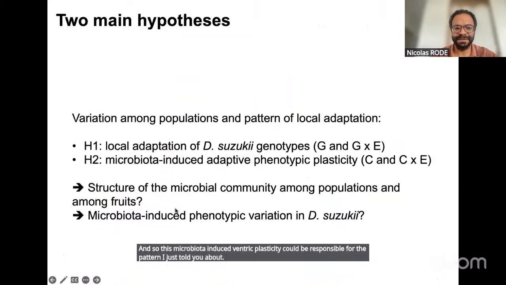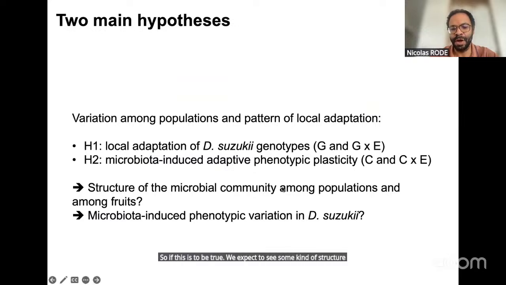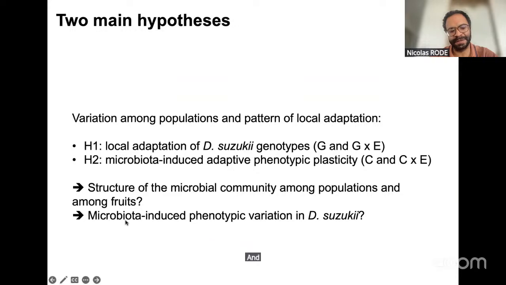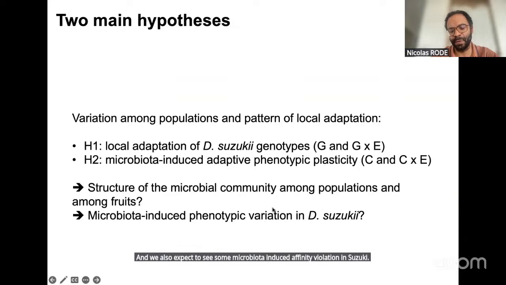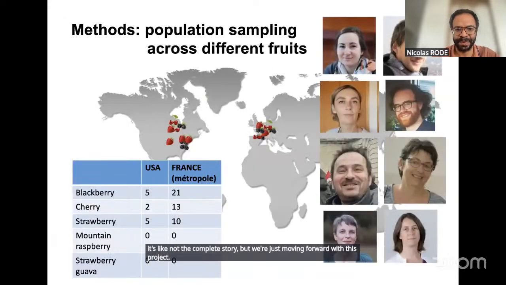So if this is to be true, we expect to see some kind of structure of the microbial community among populations of flies and among fruits. And we also expect to see some microbiota-induced phenotypic variation in Suzuki. And so that's what I want to tell you today. It's ongoing work, so of course it's not the complete story, but we're moving forward with this project.